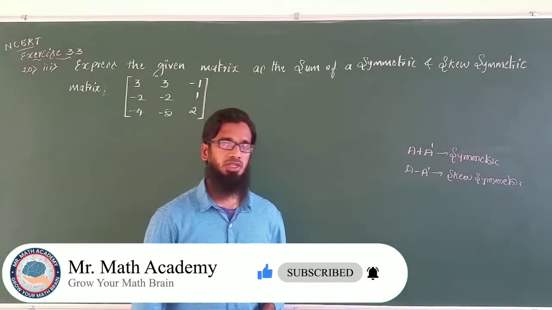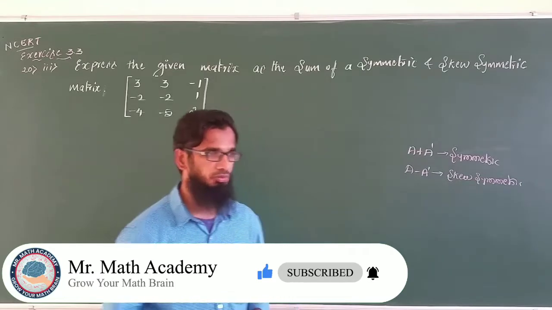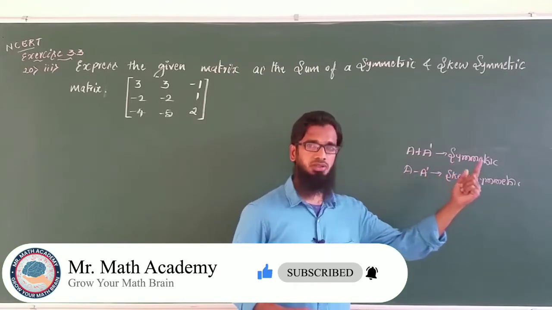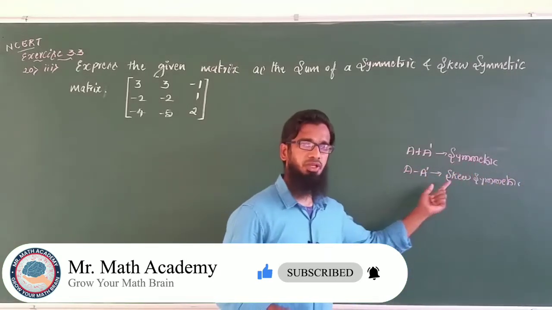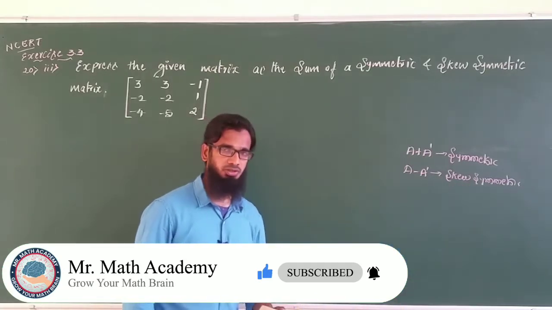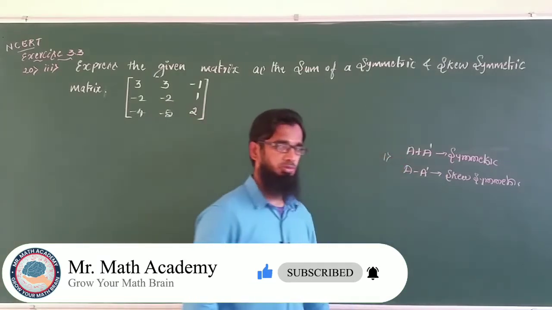Theorem one says that for any square matrix A with real number entries, A plus A dash gives a symmetric matrix, and if we take A minus A transpose, this will be a skew symmetric matrix. That is theorem 1.